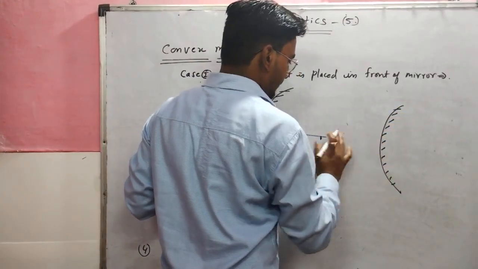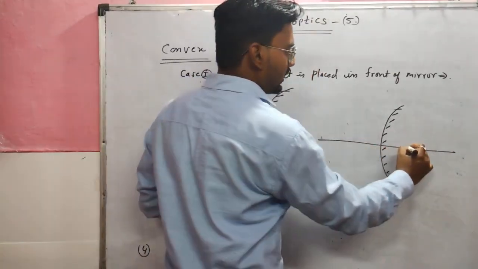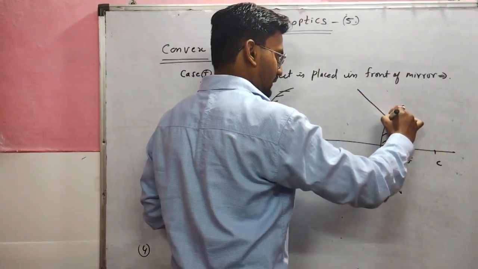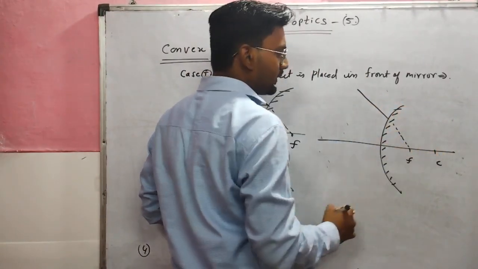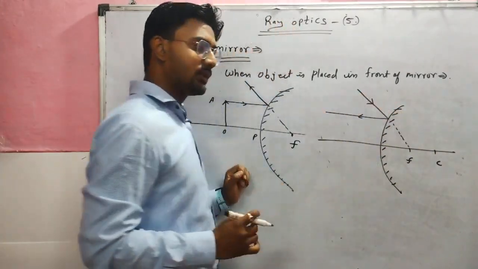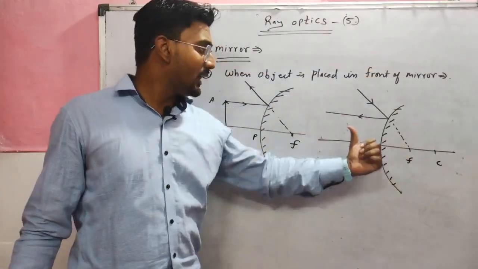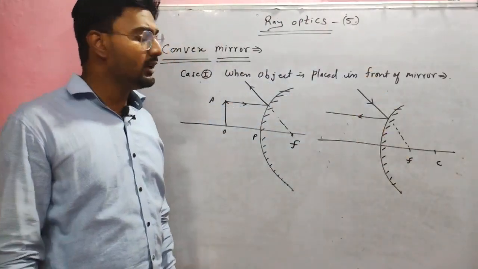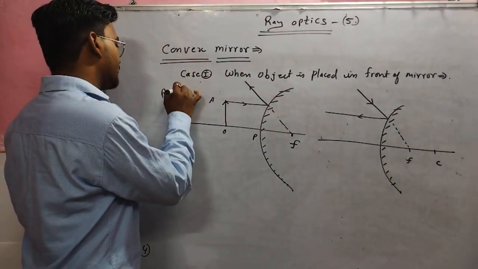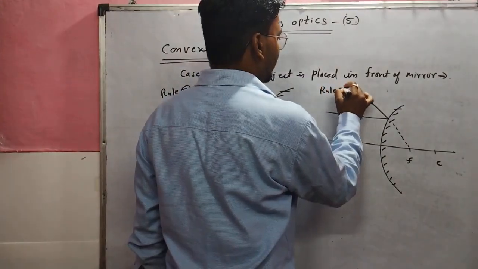Okay, and rule number second, when a light ray is coming to the focus, suppose this light ray is coming to the focus, then after reflection it will pass parallel to the principal axis. The same rule, when a light ray is coming to the focus, then after reflection it will pass parallel to the principal axis. This is our rule number first. Okay, this is our rule number second.